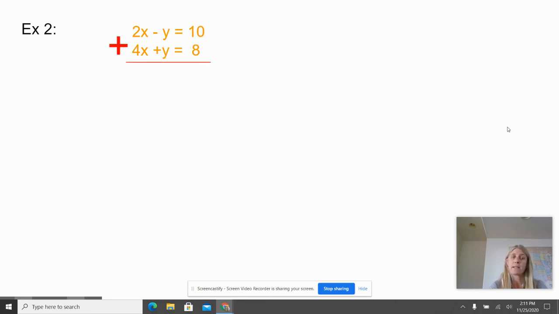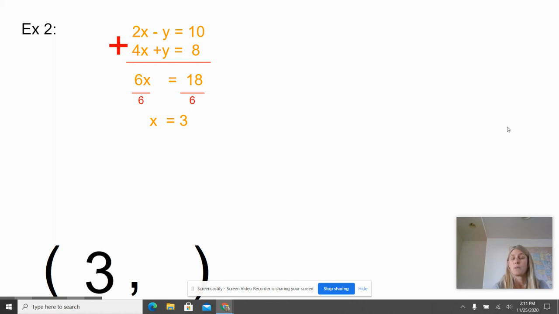So 2x plus 4x is 6x. The y and negative y cancel out, and 10 plus 8 equals 18. So we're going to go ahead and divide both sides by 6. And of course, we have x is equal to 3. We go ahead and set up our answer, and we put our 3 in the x position.